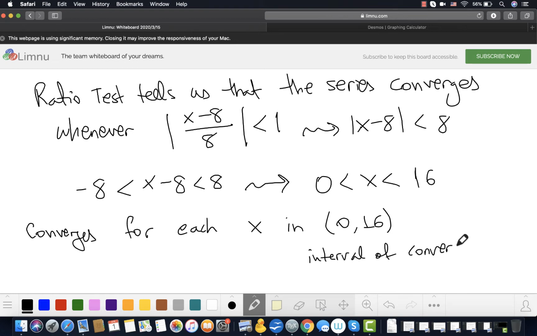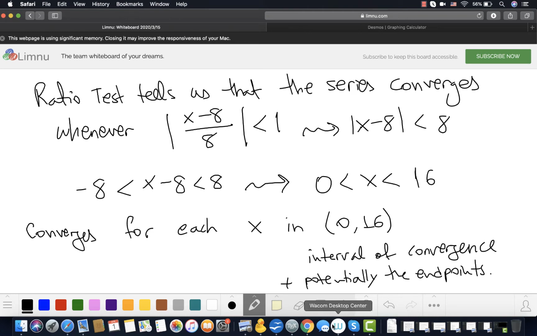Potentially the endpoints, namely 0 and 16. You would have to check if it converges there. And oftentimes when you plug in the endpoints, you either get a geometric series or you get a p-series. Usually you get a p-series. So for example, you might get a harmonic series, which in this case would diverge.